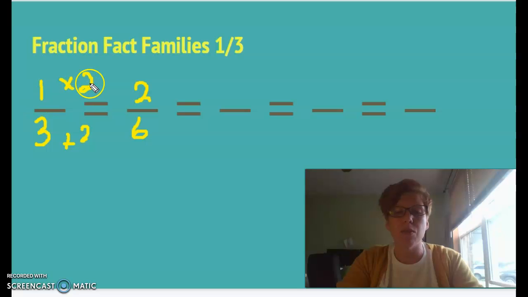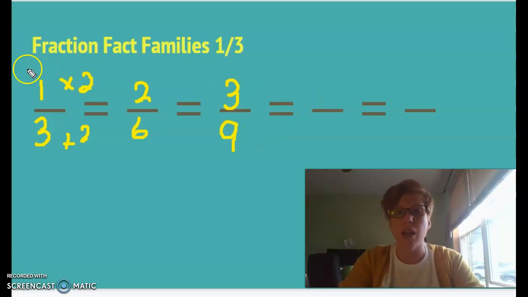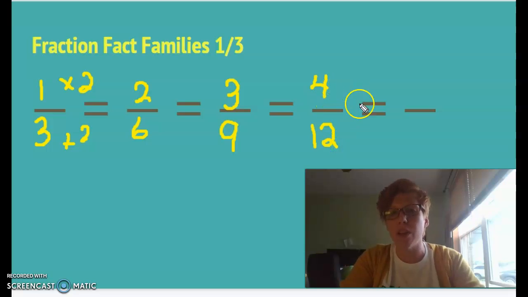Let's do, instead of 1 times 2, 1 times 3. And 3 times 3. That would make it 3/9. Same fact family. 3 is 1/3 of 9. 3 goes into 9 3 times. Let's do it times 4. 1 times 4 is 4. 3 times 4 is 12. I think we're getting this, right? 4 goes into 12 3 times. 4 is 1/3 of 12, so it is in the third fraction fact family.